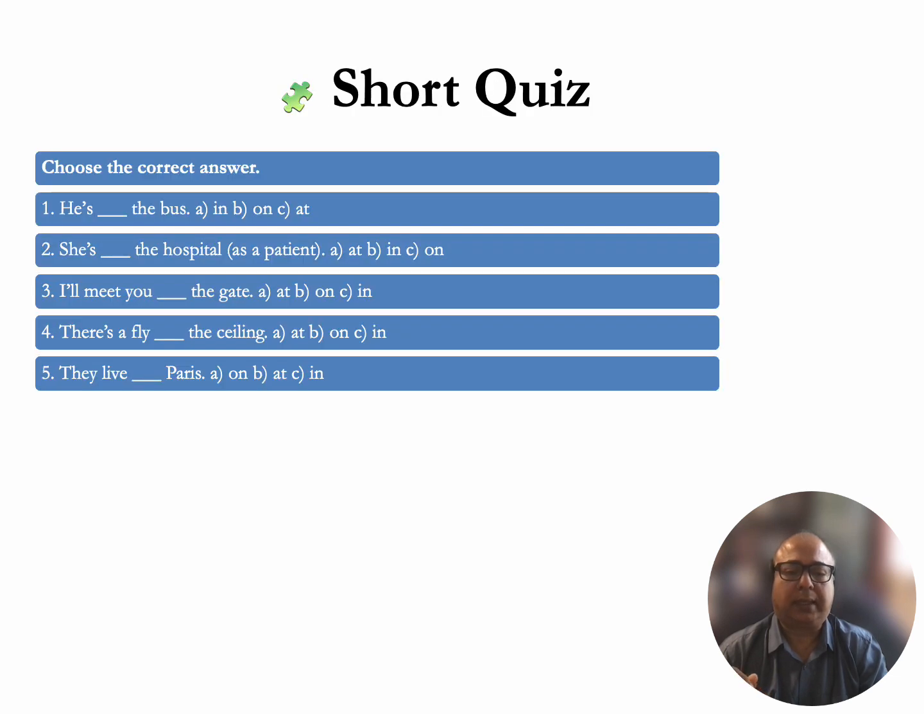All right, let's take a quiz before we end this lesson. All right, choose the correct answer. There are 3 options for you for each question. He is blank the bus. Is it A, is it B, or is it C? Okay, complete the exercise and we will finish this lesson soon. Here are the answers for your consideration and comparison. All right, so far so good.